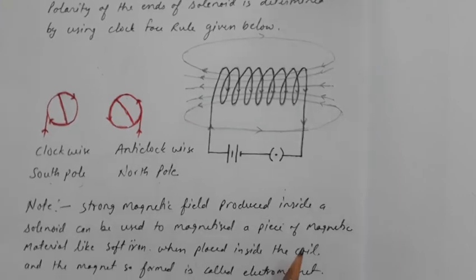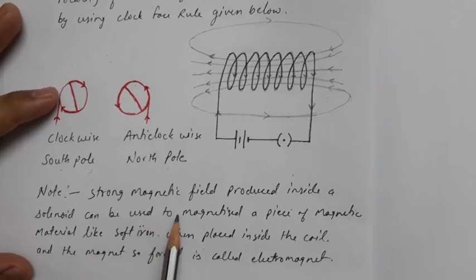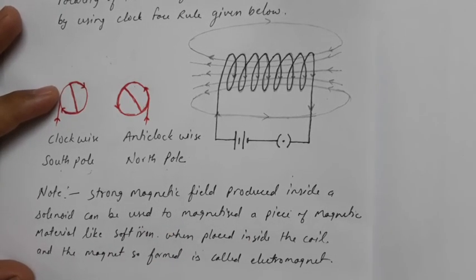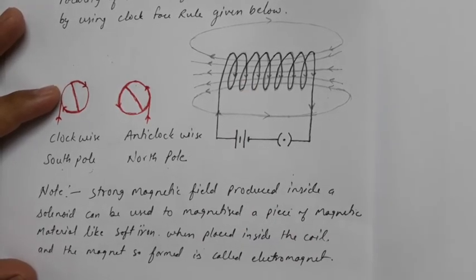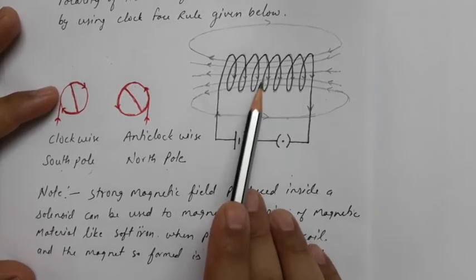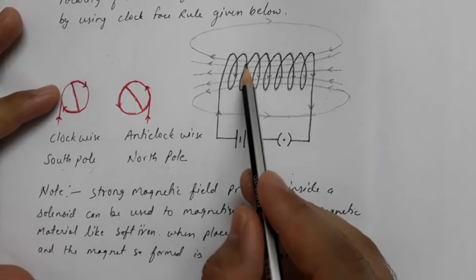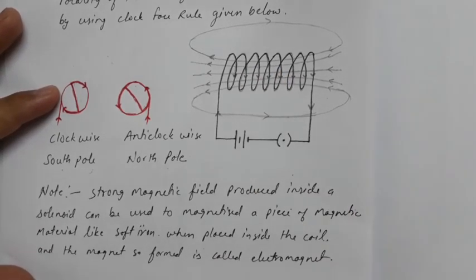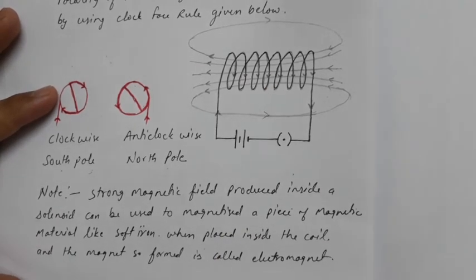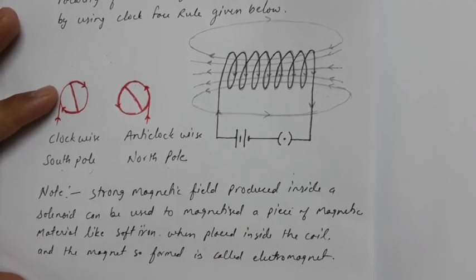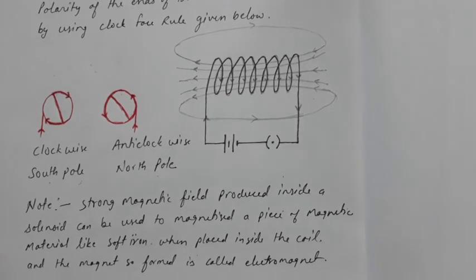Now one very important note: a strong magnetic field produced inside a solenoid can be used to magnetize a piece of magnetic material like soft iron. The magnetic field produced inside it is very strong and uniform. So we can use that uniform magnetic field in order to make electromagnets. If we place a soft iron inside this solenoid, then the soft iron will be magnetized, and that soft iron can be considered an electromagnet. So this is very important, and you have to understand this concept. Thank you.